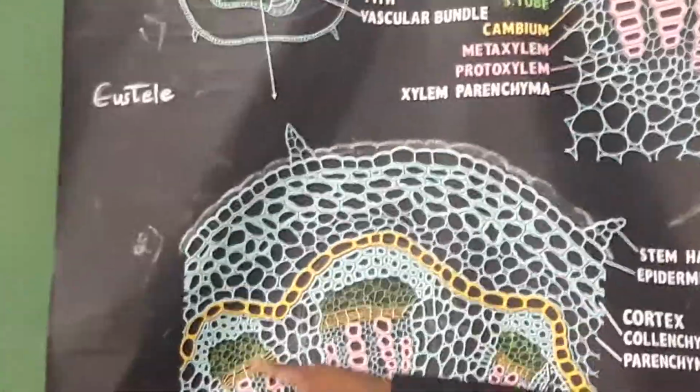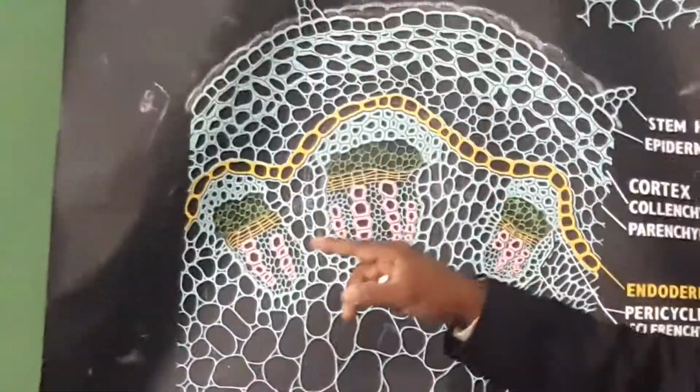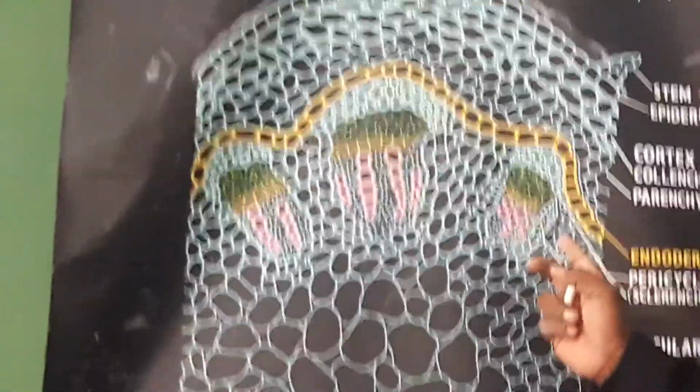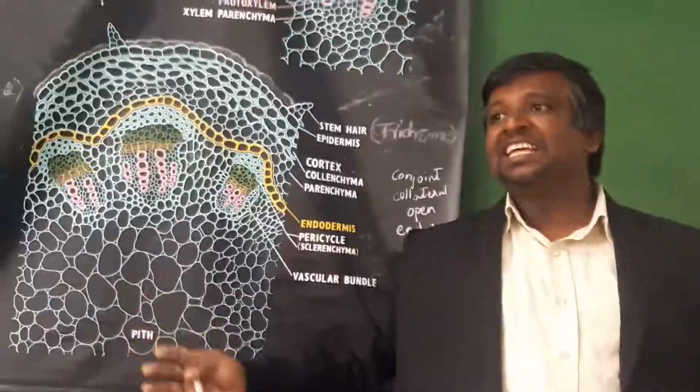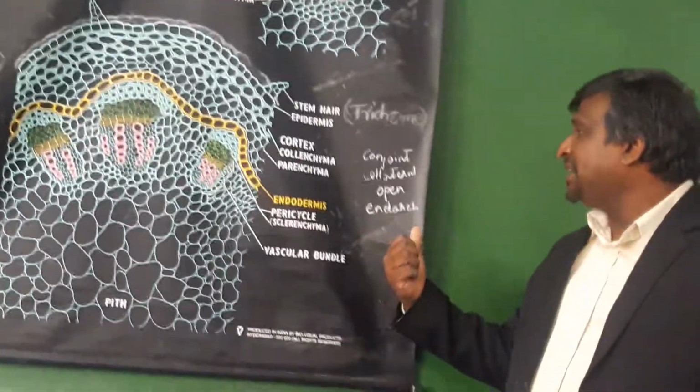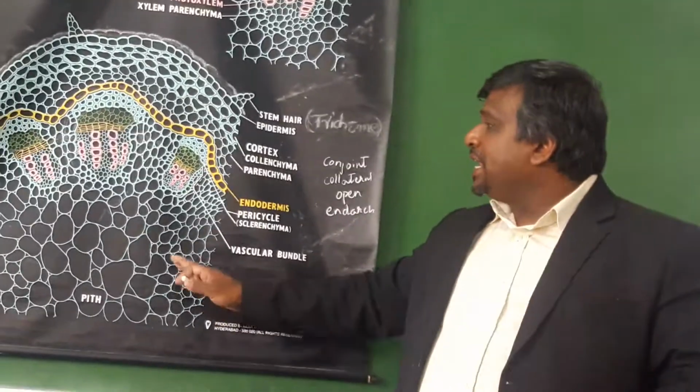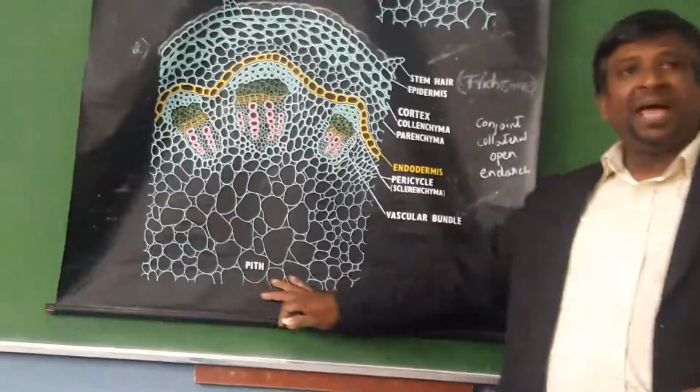Then why is it open type? Because can you see these brick-like, many-layered cells, the cambium. Cambium is present, so we call this vascular bundle an open type of vascular bundle. They will undergo secondary growth. The girth or diameter of the stem increases in dicots because of that cambium. The innermost layer is the parenchyma.